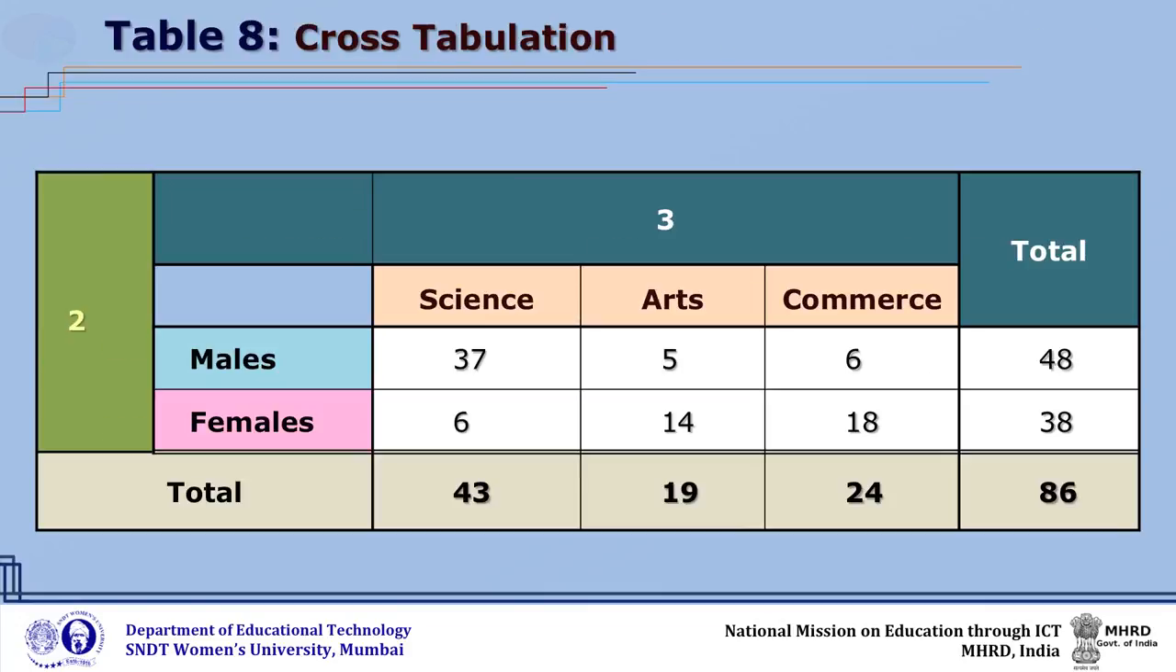From the frequency distribution, it is observed that the majority of male students offered science while female students like to study either arts or commerce. It may therefore be said that male students liked science while female students may opt for either arts or commerce.